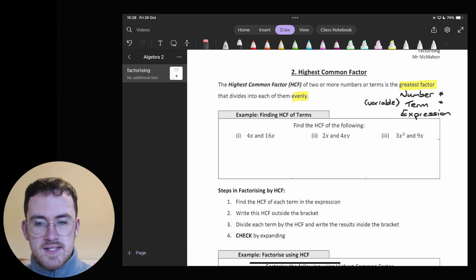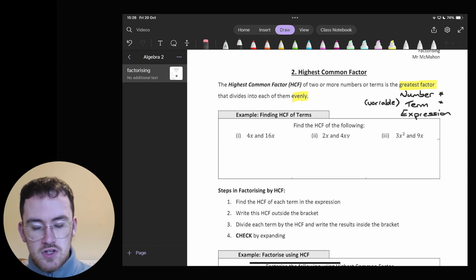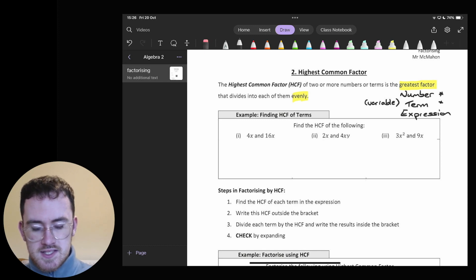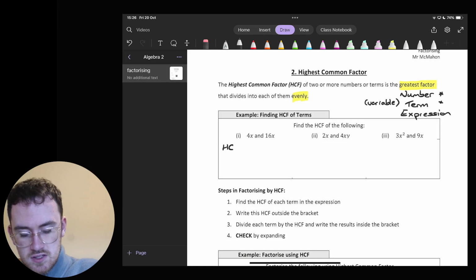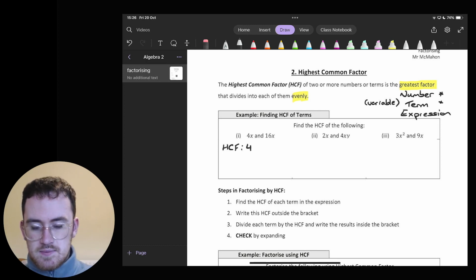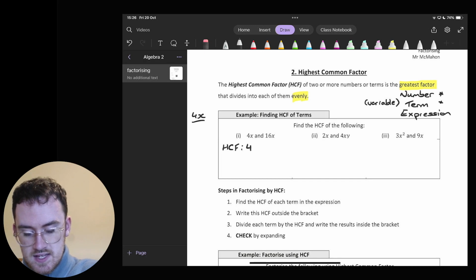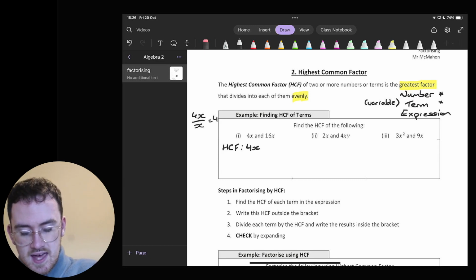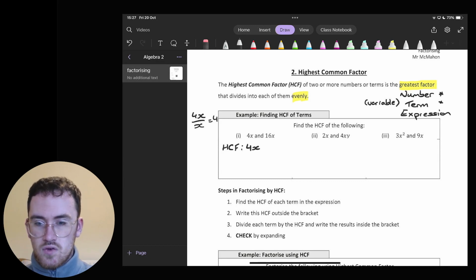So we have 4x and 16x first of all. So if I just focus on the numbers, what number divides in evenly into 4 and also 16? Well, we should know that the number that would divide in evenly would be 4. If I look then at the letters, I can see that 4x, I know that can be divided by x because 4x divided by x just gives me 4. So I know 4x can be divided by x. I can say the same for 16x, which means that the highest common factor overall is 4x.